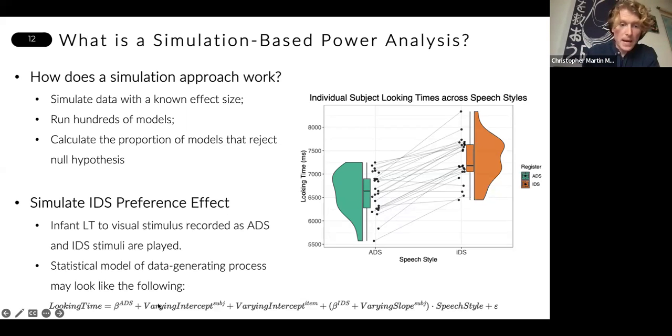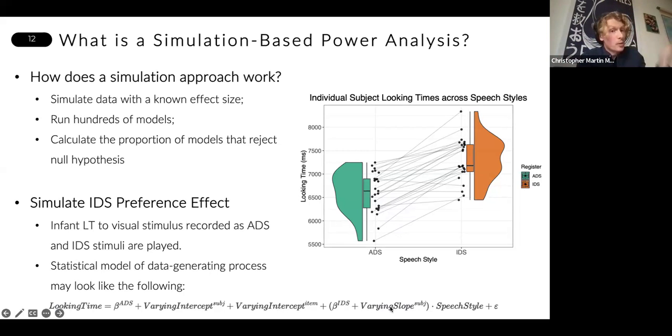So we might have looking time equal to an overall intercept for ADS. We know that infants will react when we play some sort of speech stimulus to them, in this case, ADS. We have varying intercepts, so we can't imagine that every single infant will respond in exactly the same way to hearing ADS. We have some jitter around the intercept. We also have jitter according to the item. Every single stimulus item won't be the same. There'll be variability there. So we have a varying intercept term.